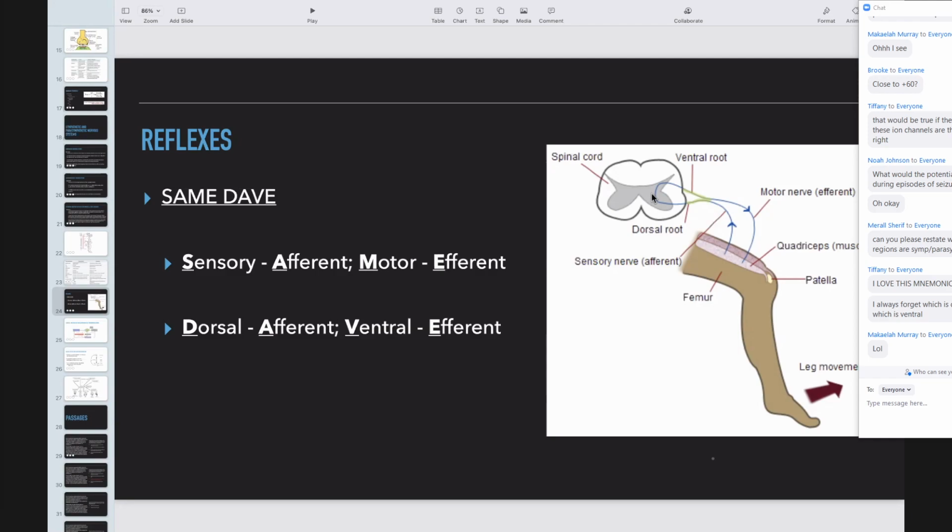So what is SAME DAVE? What is this mnemonic? SAME DAVE applies to reflex arcs. When you have that reflex arc, let's say we hit that patellar tendon and we stretch the quadriceps. The sensory nerve is going to be like, ha, I sense it stretching, and so the sensory nerve is going to take it to the spinal cord. The sensory nerve is afferent.